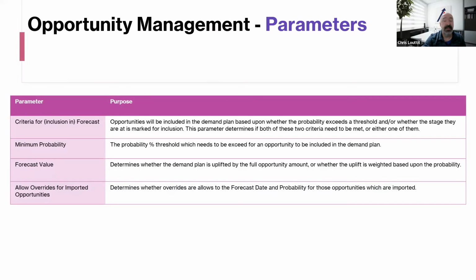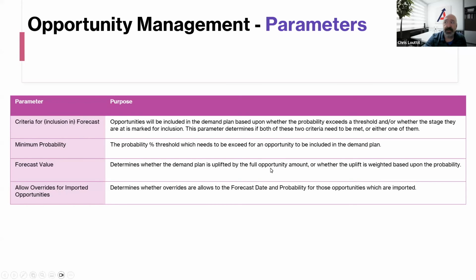Now, just quick to go over the main parameters that are available to you as a user of this. A, criteria for inclusion in forecast. This is whether you're saying, I want my values to be included in the forecast if it is in a certain phase of the opportunity, or if it's at a certain percent, or if it's both. So those are the options you have there. Then the minimum probability threshold is what, if you were using that as the threshold, you would pick whether you want it to be 50, 60%, maybe you want it to be 80% and higher. It just depends on the scenario that you're running.